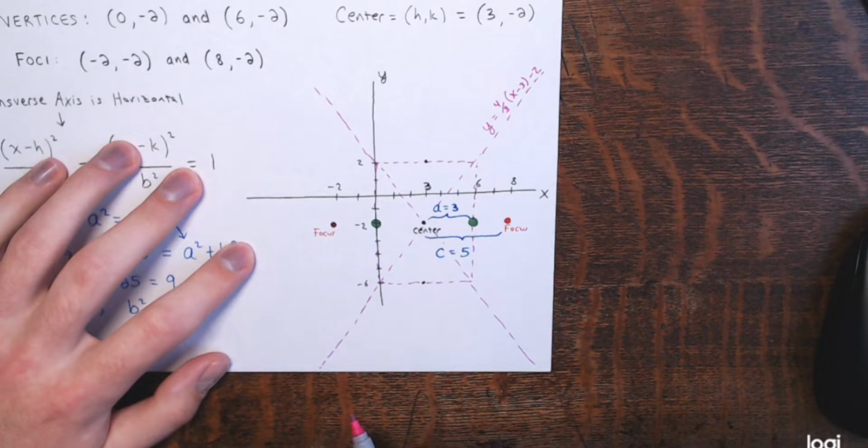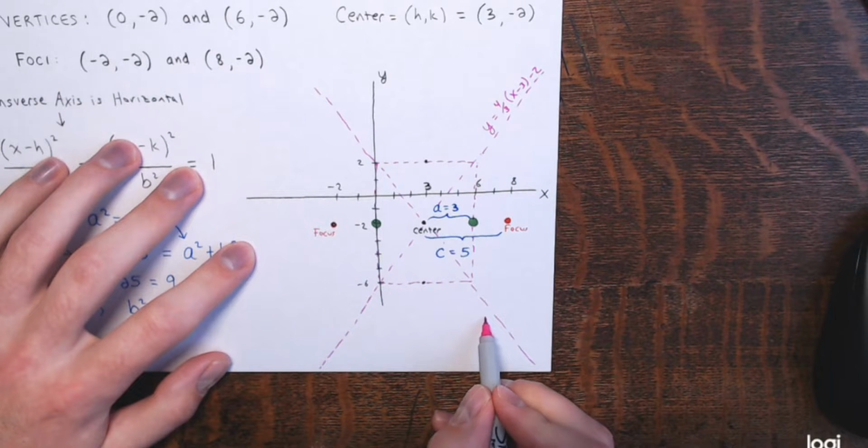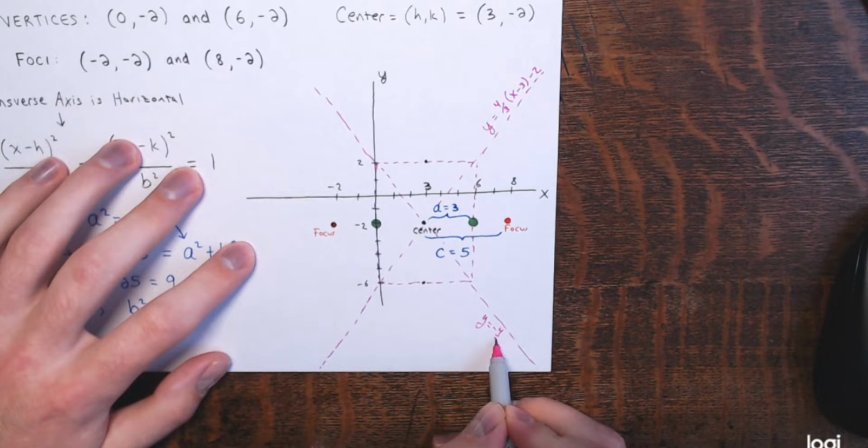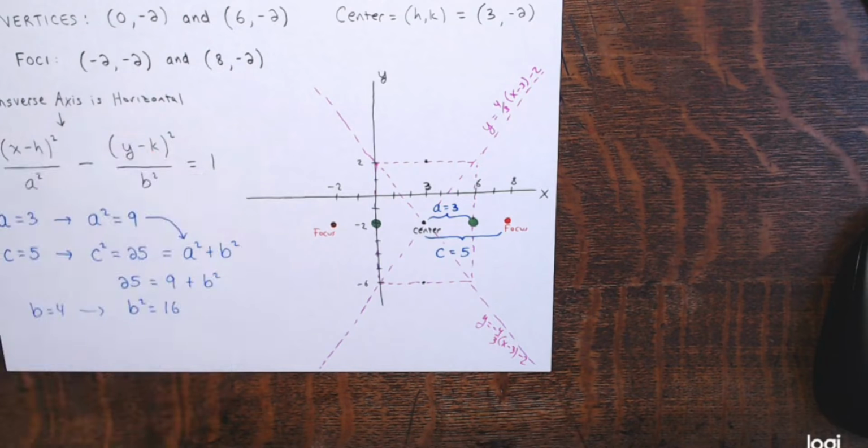But sometimes it's not always easy to see what the y-intercept is, so that's why I'm going to keep it like this. And then the other one is y equals -4/3 times the quantity x minus 3, and then minus 2.